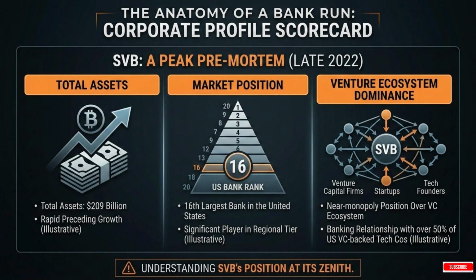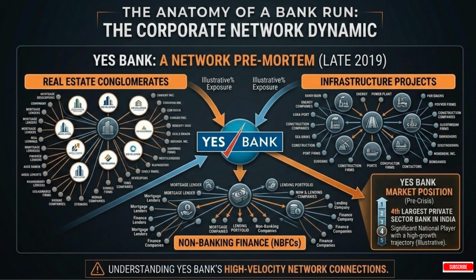At its zenith in late 2022, SVB was a major player. It had total assets of $209 billion, making it the 16th largest bank in the U.S. Crucially, it dominated the venture capital ecosystem, banking with over 50% of all U.S. VC-backed tech companies. In late 2019, Yes Bank was India's fourth largest private sector bank.